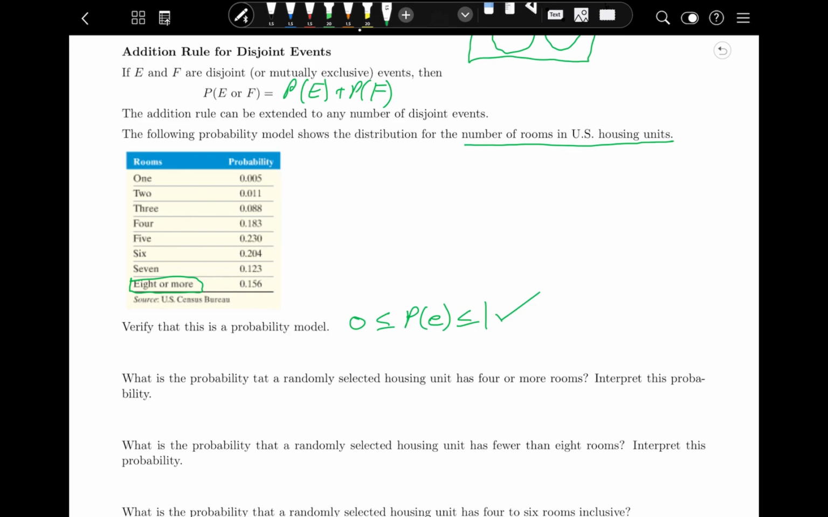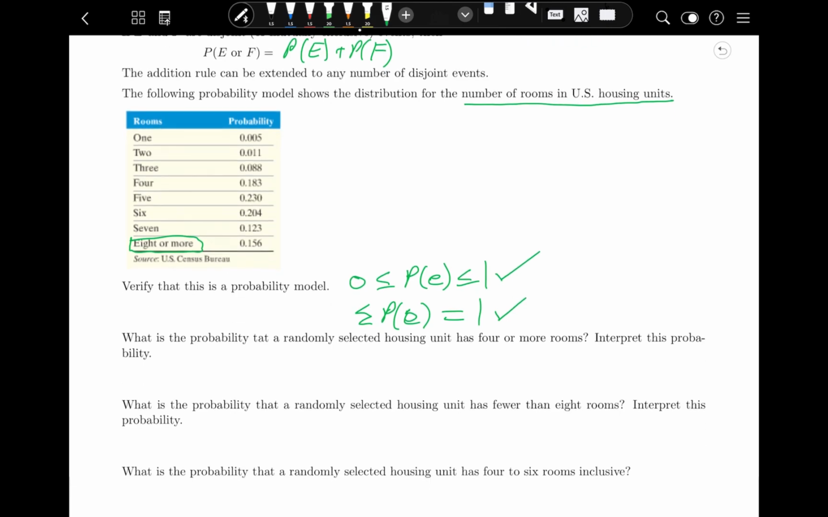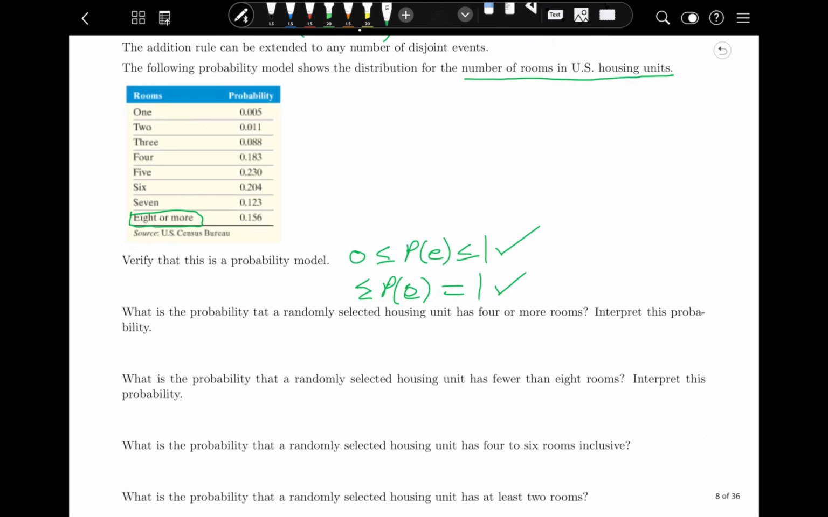The other thing is the sum of all the P of e's has to equal 1. We could check that, but it does work here, so I'm just going to skip over that part. When you are adding them together, you can be off by a slight amount. In this case, 0.999 or 1.001 would be fine because of rounding. It might not get exactly 1, but you have to be really close to 1. Now we can start using this because it's a probability model.